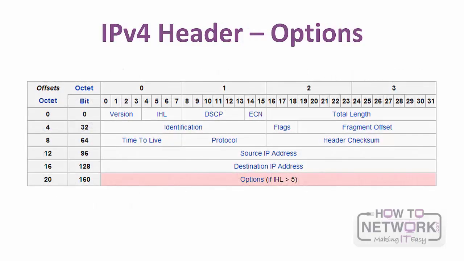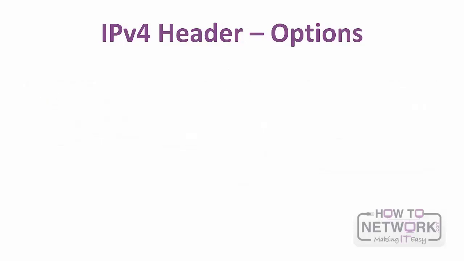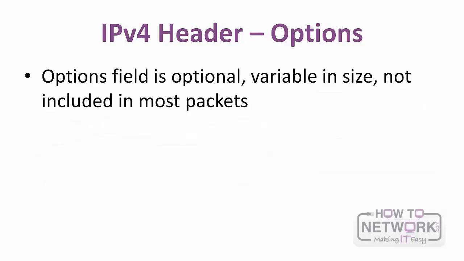Options: variable length. This field is optional, so it might or might not appear in the IP packet. It is variable in size and not included in most packets.